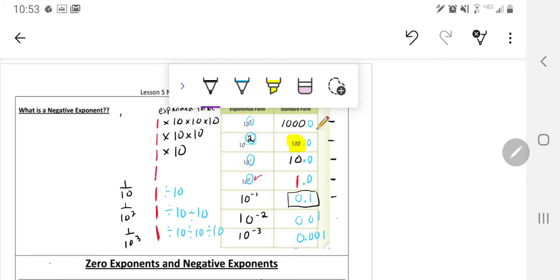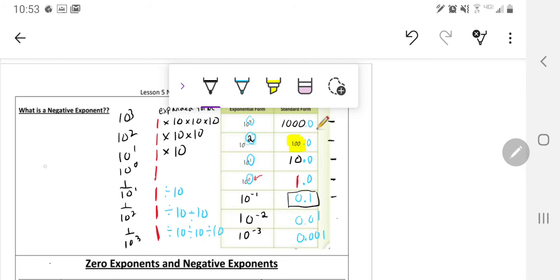So when we write them all, it's 10 to the third, 10 to the second, 10 to the first, 10 to the 0, and then it's 1 over 10 to the first, 1 over 10 to the second. So what do we call it when we flip over a fraction? It is a reciprocal, or a multiplicative inverse.